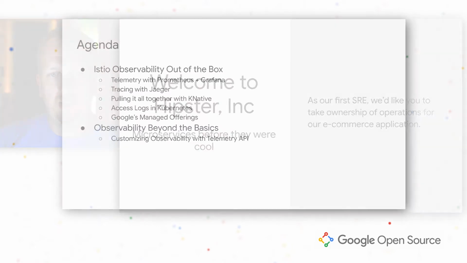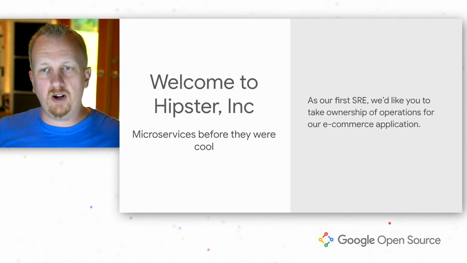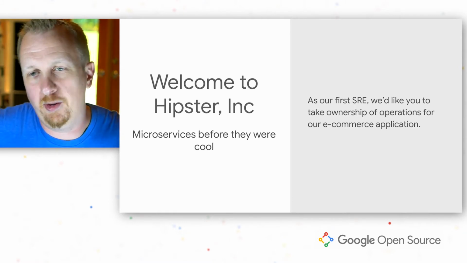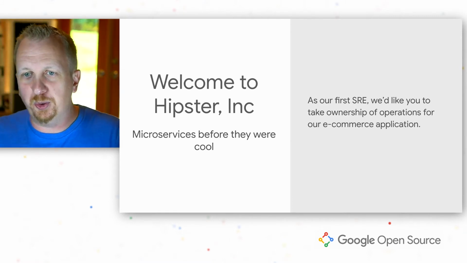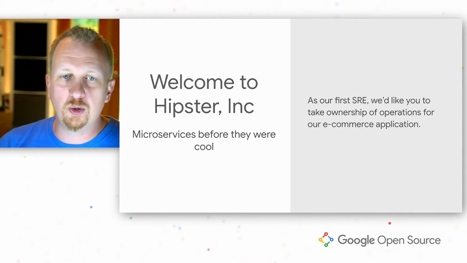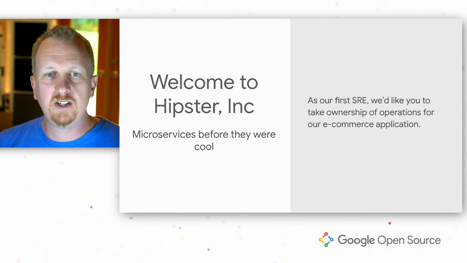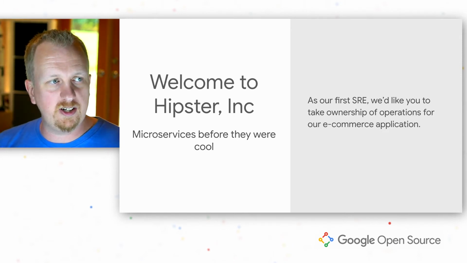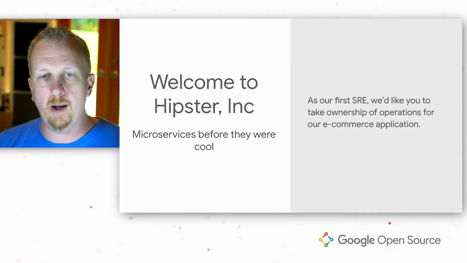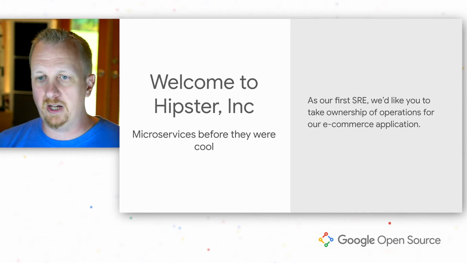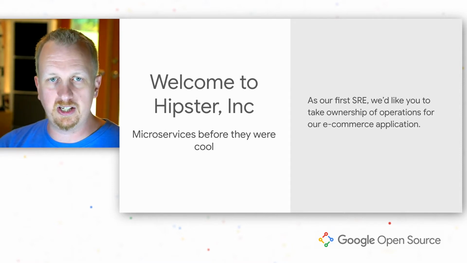So let's get started. For the purpose of this demo, we are acting as the first SRE brought on to Hipster Inc. They were doing microservices before they were cool, which at this point I think was a while ago. If you've ever worked with Google's microservices demo on GitHub, you're going to be familiar with this application. We're going to be onboarding as an SRE and seeing what we need to change to make operations consistent and reliable for this application. So let's take a look at the application and get to know it.